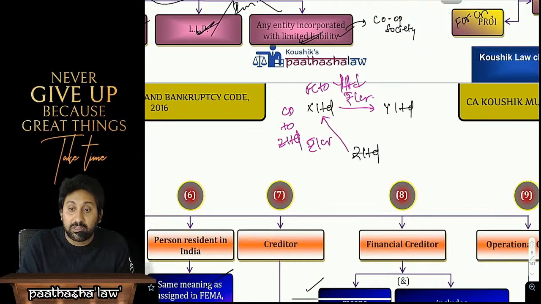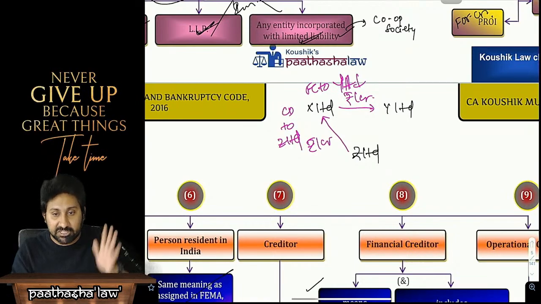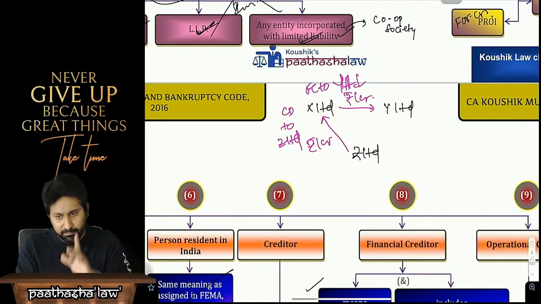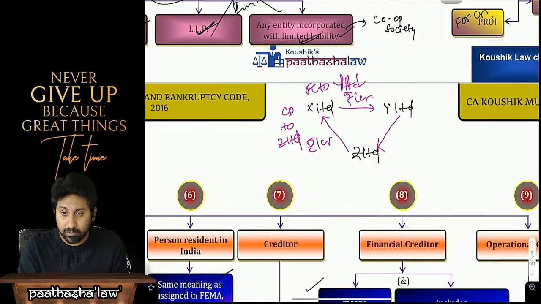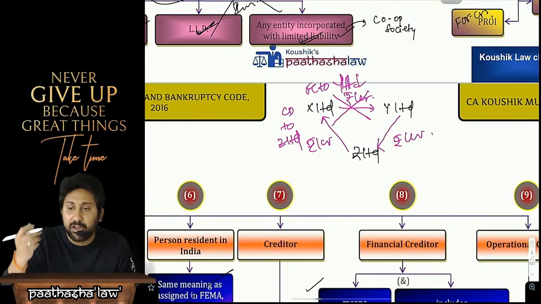Now what will they do? They will relinquish their right. Who will relinquish the right? X Limited relinquishes the right. What will X Limited tell? Z Limited, I have to pay you 1 crore. I will do one thing. I will assign this debt to you. That means the right of recovery of this 1 crore will stop with me and it will stand in your hand.